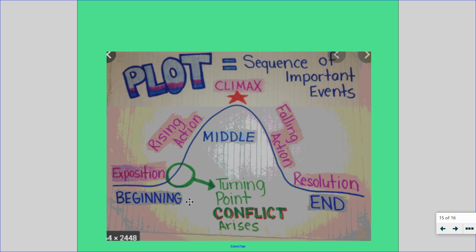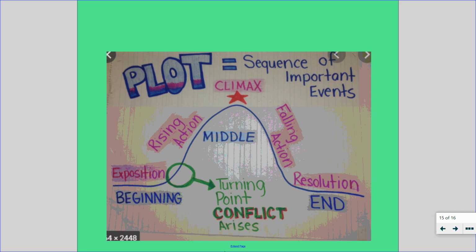When you were in younger grades, you probably talked about the beginning, the middle, and the end. But as we get older and read more complex or difficult books, we learn that there's actually a lot of important details in between. So we're going to talk about the exposition, the rising action, the climax, the falling action, and the resolution. And I've put these words beginning, middle, and end there so that you know where these things happen in the story.